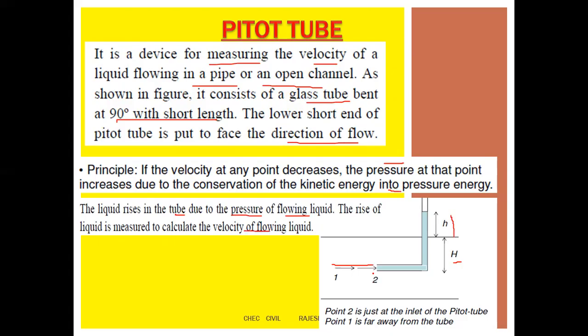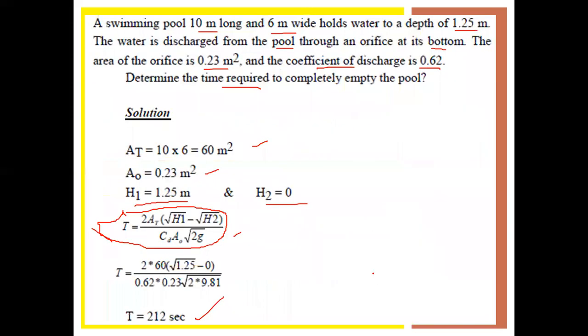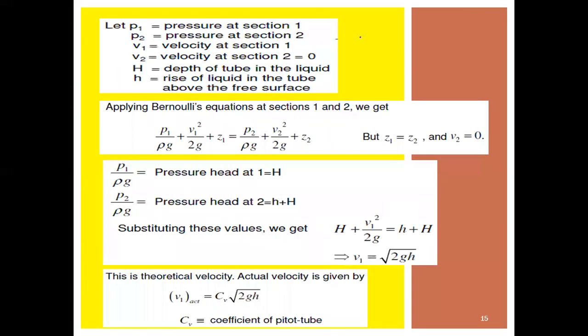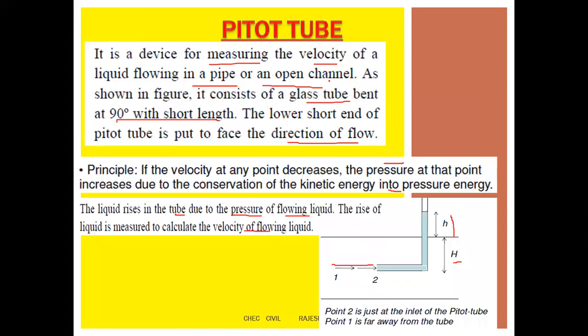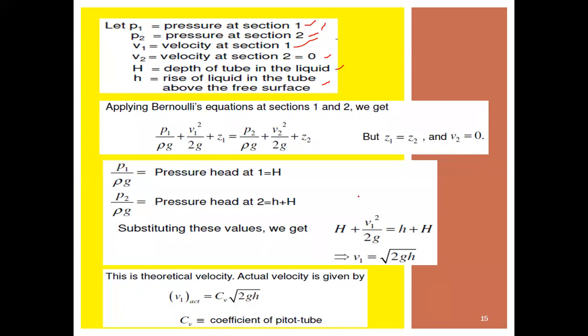So when you want to do the derivation by taking this figure, let us consider P1 is equal to pressure at section 1, P2 is equal to pressure at section 2, V1 is equal to velocity at section 1, V2 is equal to velocity at section 2. H is equal to depth of the tube in the liquid. Small h is equal to rise of the liquid in the tube above the free surface. So H is the depth of the liquid, and small h is the rise of the liquid.